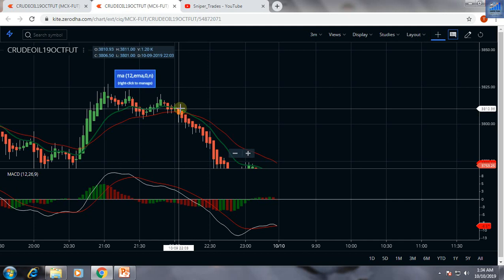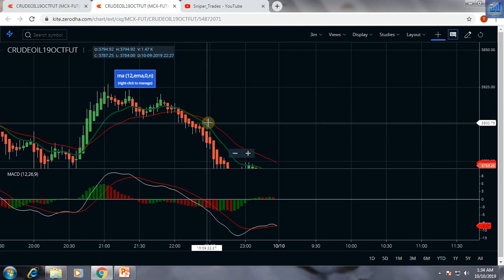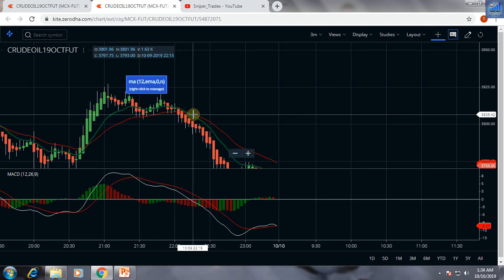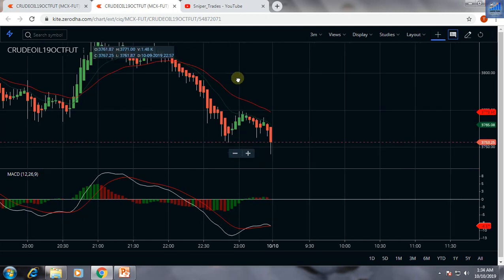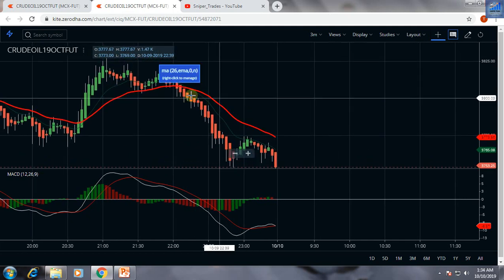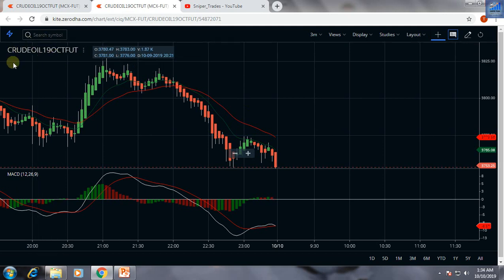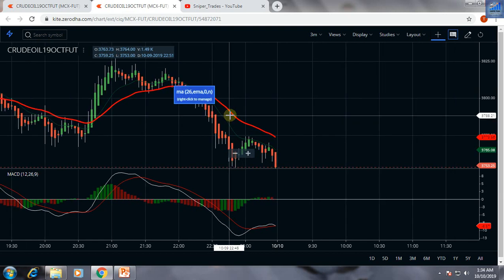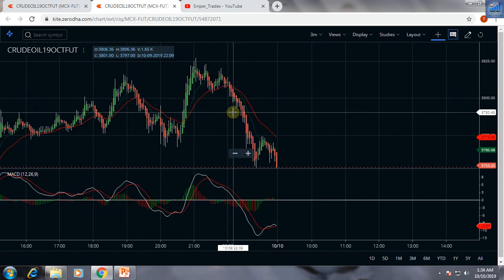Also see that the 12 period exponential moving average is crossing below the 26 period exponential moving average. Here the crossover has occurred and the price is moving in a bearish direction. So the general demand for this particular commodity, that is crude oil, has reduced and the price is moving downwards. So that is what this means.